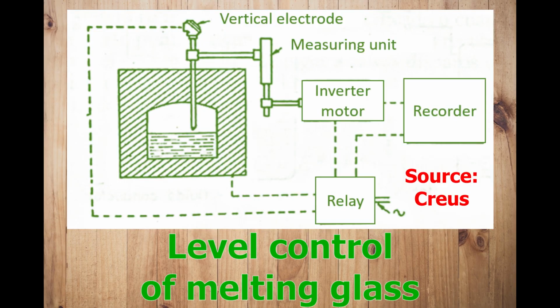A variant of this instrument is used to control the level of melting glass. In this, an electromechanical system lowers the electrode until it touches the molten glass surface that is conductive at melting temperature. At the moment of contact, the electrode is vertical, and its position is marked on a recorder. Moments later, it reverses its movement until the electrical contact is broken, and the cycle repeats itself.